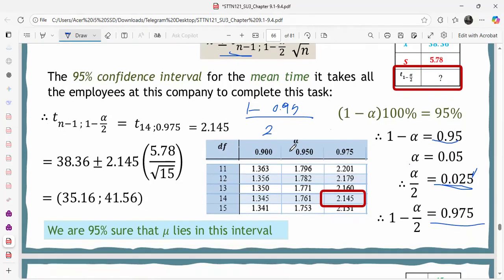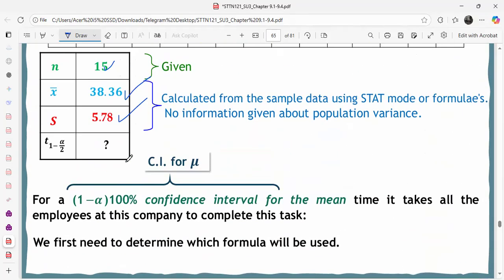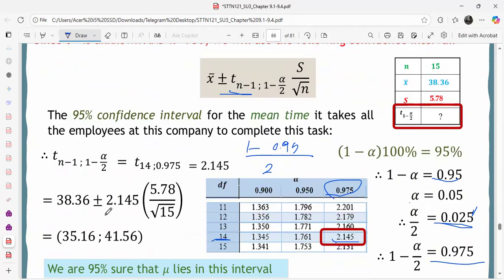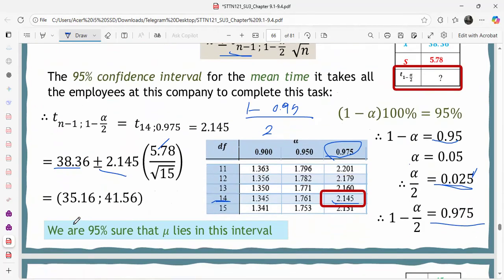It will help you. Now, if n was 15, the degrees of freedom will be 15 minus 1, which is 14. You check 14, and then you check 0.975 there. Then you get your critical value. You already have the mean and the standard deviation, so you substitute your mean value, the critical value, the standard deviation value and the value of n. You're going to get two values here. That's the reason why it falls under interval estimation.